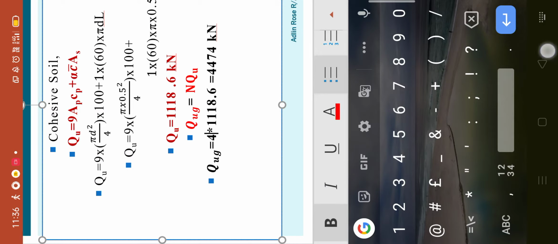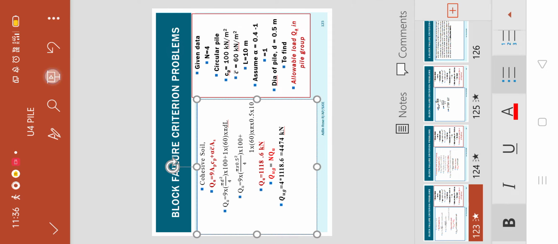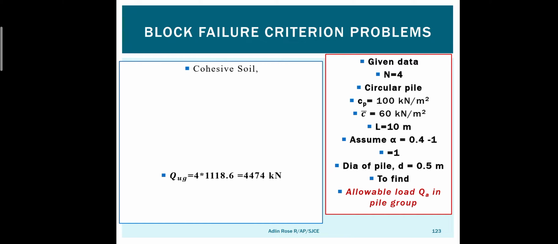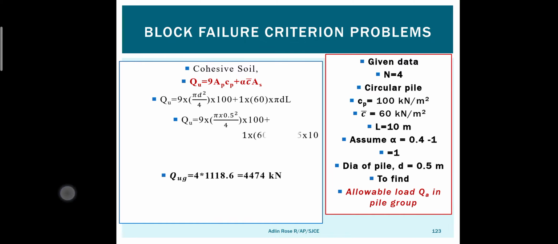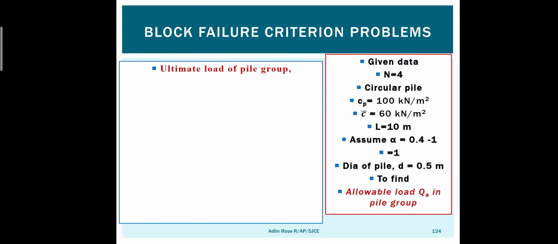This is 4 into 1118.6. 4 is the total number of piles given in the question, correct? So 4 into 1118.6 will give you 4474 kilonewton. This is just step 1.